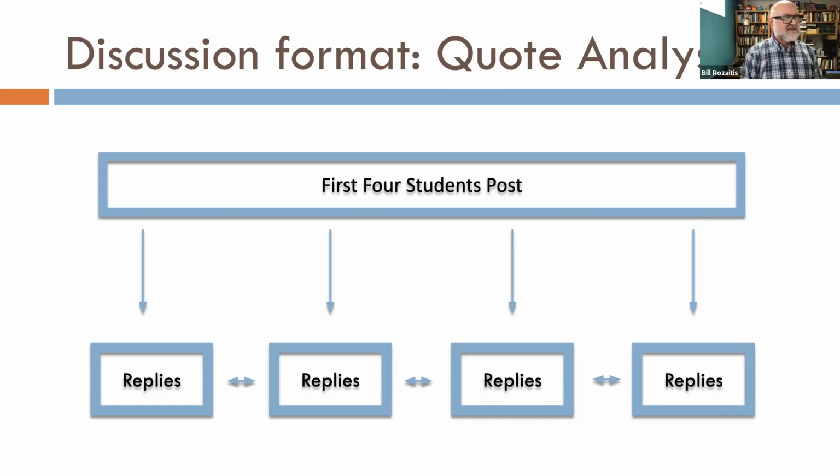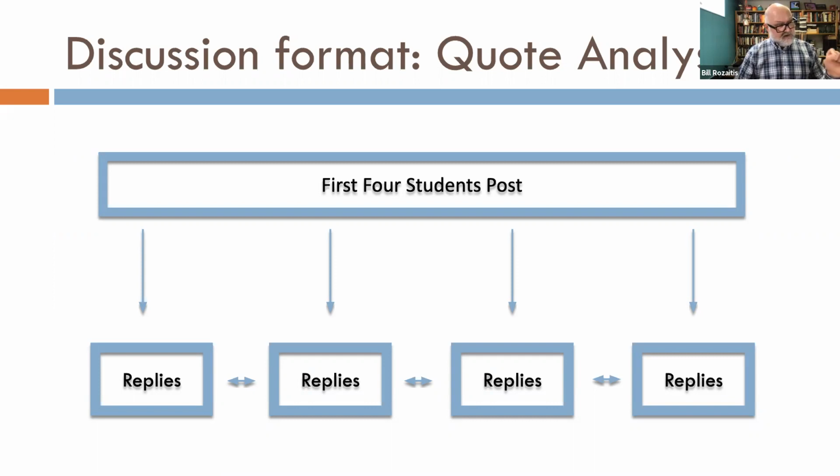I've used this in my courses, teaching graduate students, and they loved this. They really thought this was one of the most interesting discussion formats, because they were able to go in, read something critically, analyze it, and then have conversations with their peers around things that they felt were particularly interesting.